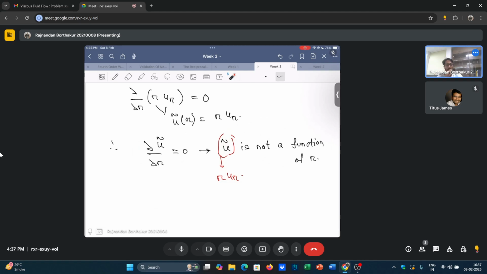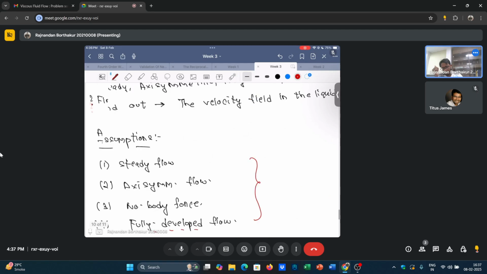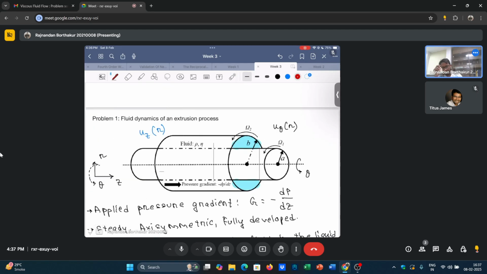So how is this possible? Because see, had this been a non-zero term, then this term is always a function of r, because I have an r multiplied here. But this term says that u tilde is not a function of r, which means that the only possible scenario is that ur has to be equal to 0. Which means for this case, invoking all the assumptions, I should always have a 0 radial velocity. And this is also satisfied because there is something known as a no penetration condition. You must have ur equal to 0 on this surface and on this surface.